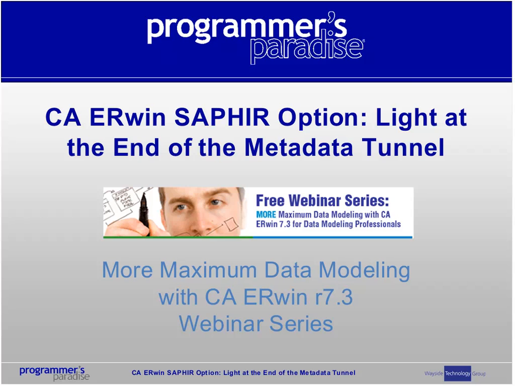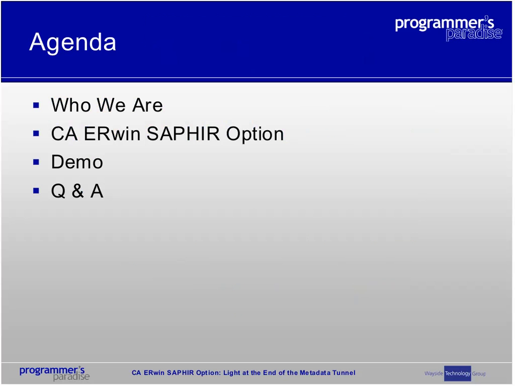Today's topic is CA ERwin Saphir Option, light at the end of the metadata tunnel. So real quick, the agenda: go over who we are, and then Shubi, our senior software engineer here, is going to go over the CA ERwin Saphir Option. She's also going to do a quick demo, and then we'll take some Q&A at the end.